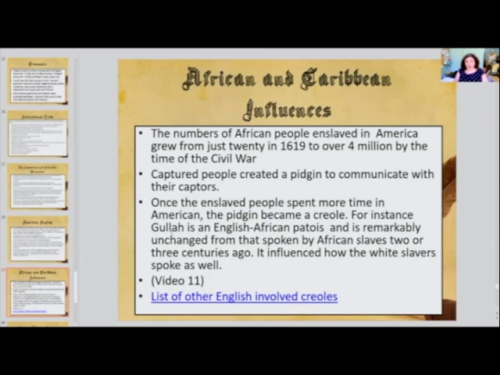What's interesting about the creole that develops, and this is a creole that's just called creole generally, one of the first ones that was identified by linguists, so it's just kind of called creole on its own. But it also influenced how the white slavers spoke as well, because they still had to communicate with their slaves. So I'm going to show you another little video that I happen to love. And this is a woman who, she's doing a historical reenactment, but she's speaking in one of the creole languages that still survives to this day, Gullah.